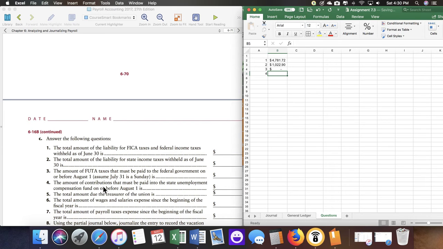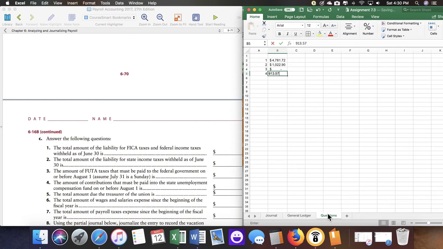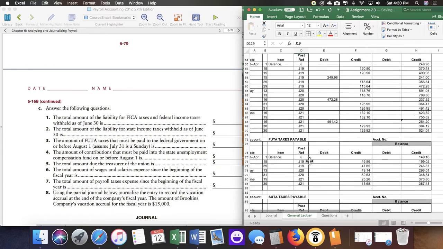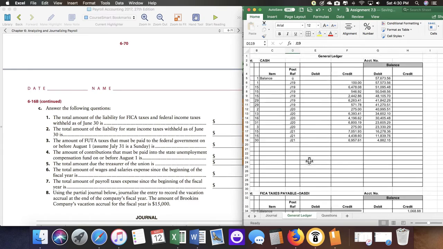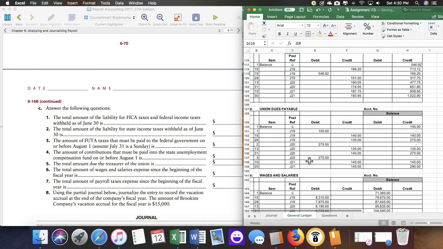So that gives you a little bit more clarification. Question 4 is the amount of contributions that must be paid into the state unemployment compensation. So we're going to go to SUTA. That's $913.57. Question 5. The total amount due the treasurer of the union. So that is going to be, let's find union dues. That is going to be $290 because that is the amount as of the end of June.